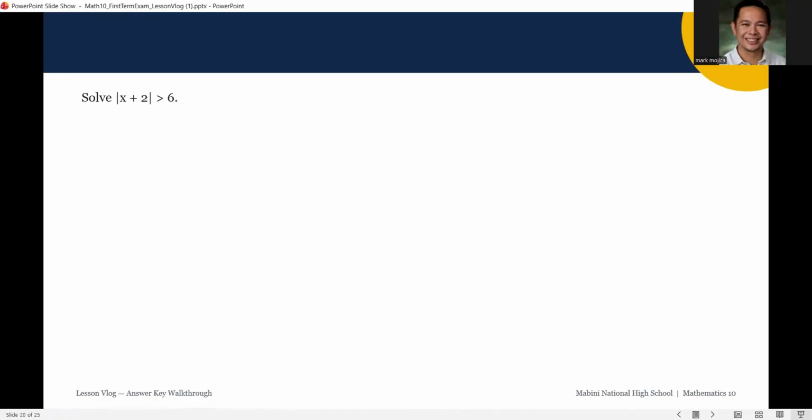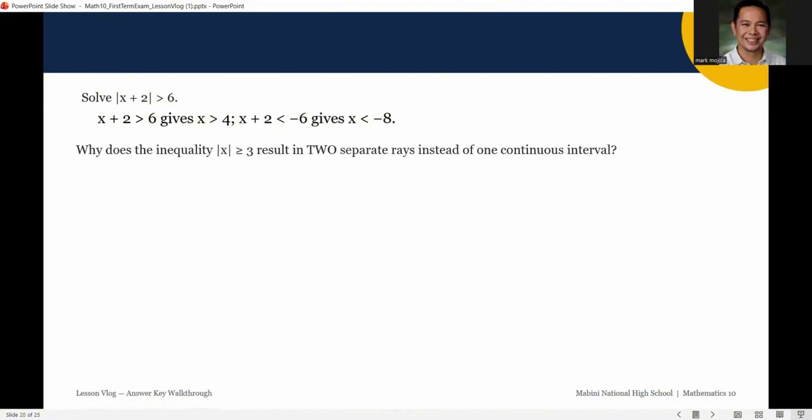Next, solve absolute value of x plus 2 greater than 6. This one has a different scenario. It gives us that x plus 2 is greater than 6, so x is greater than 4. And x plus 2 with negative 6, the inequality flips, so x is less than negative 8. So, that will be the value that we have.